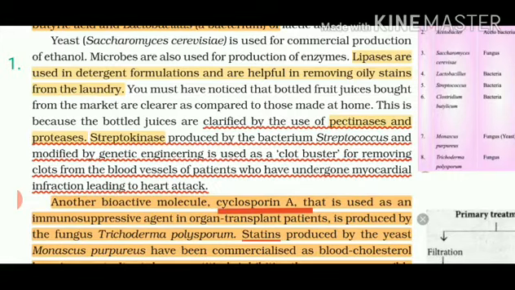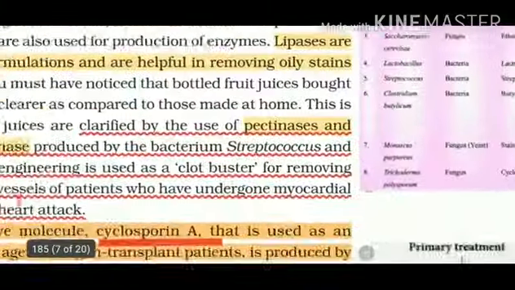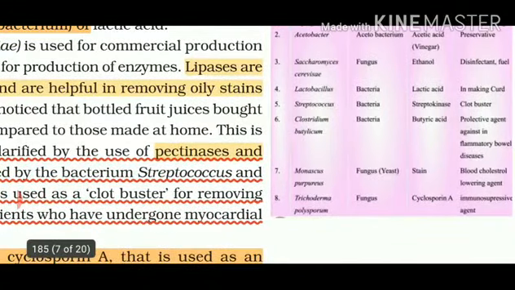Then number 3 is streptokinase. We have already talked about it in the antibiotics case also. It is extracted from Streptococcus bacteria, which is useful as a clot buster for removing clots from the blood vessels of patients who have undergone myocardial infarction leading to heart attack. So we have completed till this. You can see Streptococcus bacteria that can lead to streptokinase. Then Clostridium we have already covered.